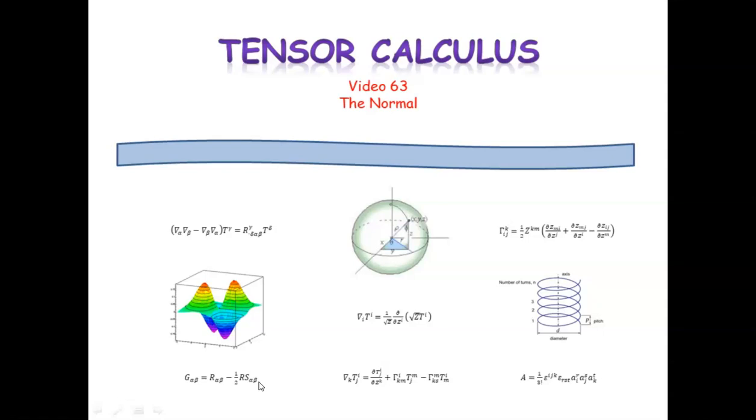This is video 63 in our series on tensor calculus. In this video, we're going to take a closer look at the properties of the normal. And we'll also find an explicit formula for evaluating its vector components.